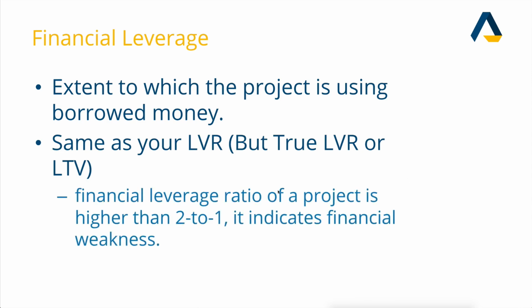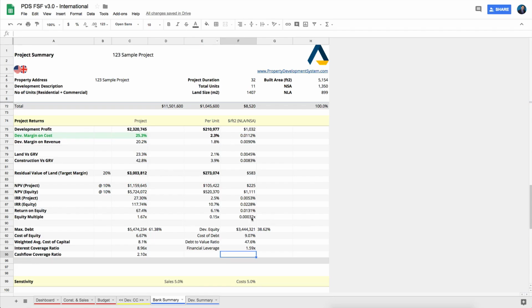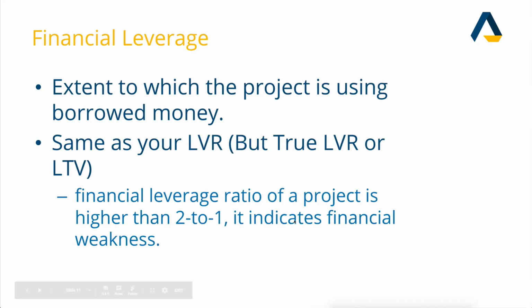If the financial leverage ratio of a project is higher than 2 to 1, it indicates financial weakness. So let's look at what we got. We've got 1.159, so it's not higher than 2 to 1, and it doesn't indicate financial weakness. A high ratio would mean we borrowed too much, so it has to be within that level.